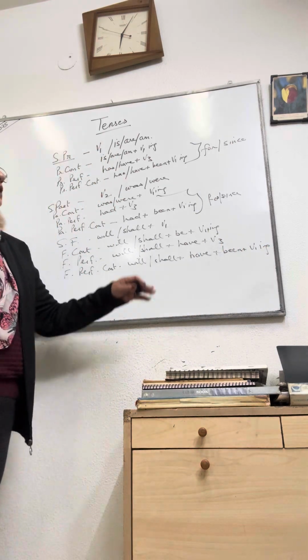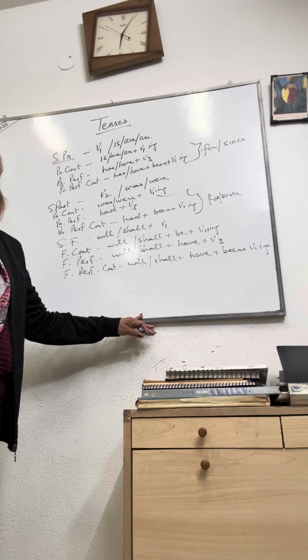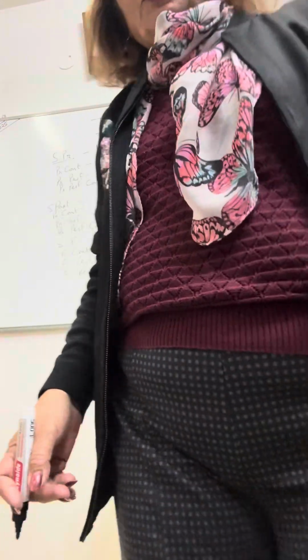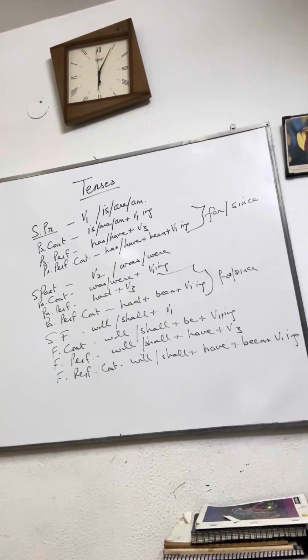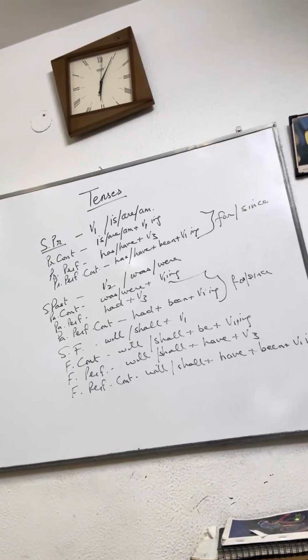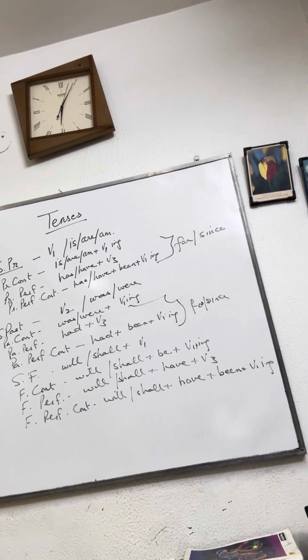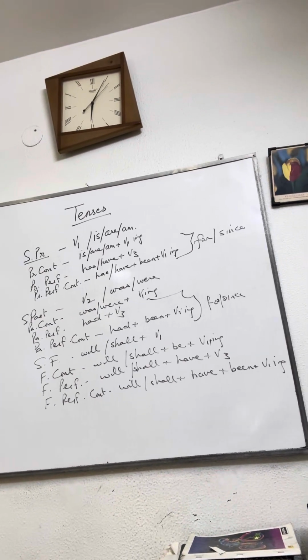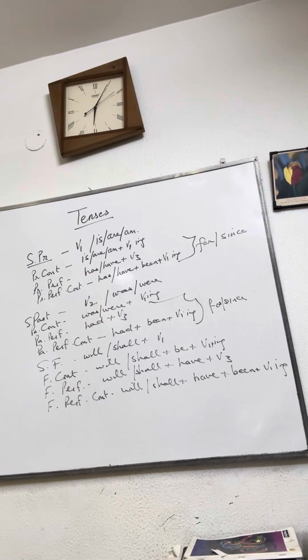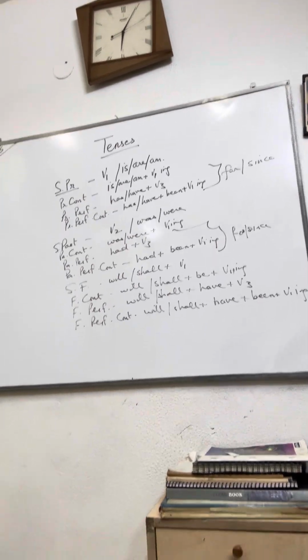So these are the rules for the tenses. I'll show you in a closer form. You can see it. These are the tenses, the formulas. Remember the rules of the different kinds of tenses: present, past and future.